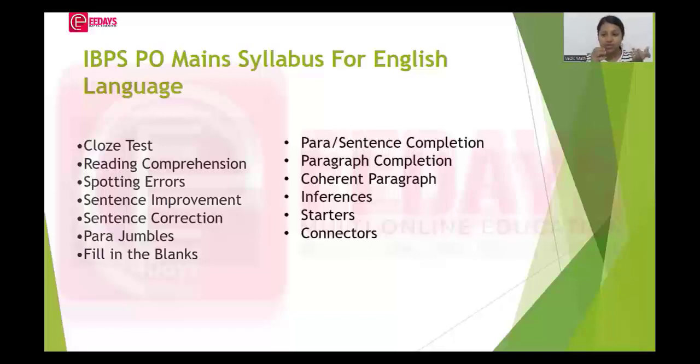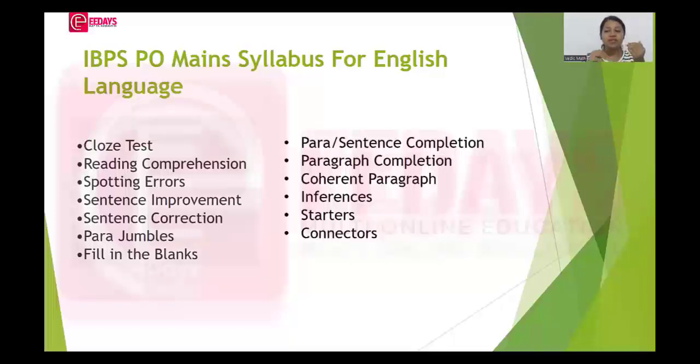So coming to the cloze test. A paragraph is given, and in that paragraph there would be many blanks. You are going to fill the blanks with certain given answers. This can be from vocabulary or tenses, or it can be prepositions, articles, anything.